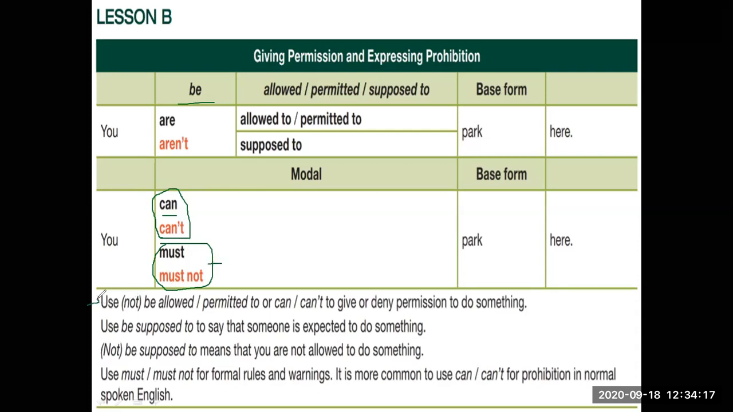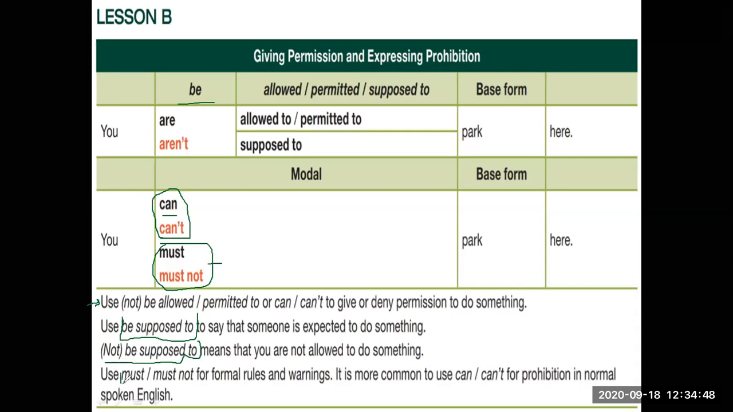So I am going to read the rules that you have here. Use not be allowed, or be allowed, permitted to, or can to give or deny permission to do something. Use be supposed to say that someone is expected to do something. Not be supposed to, sorry, here means that you are not allowed to do something. You are not supposed to speak Spanish in my class.